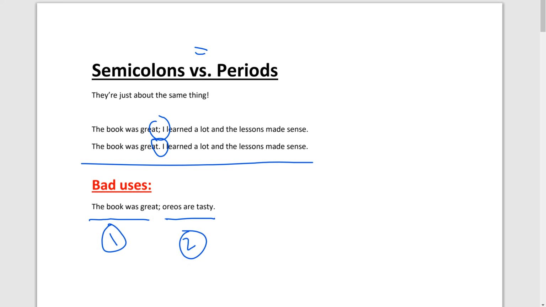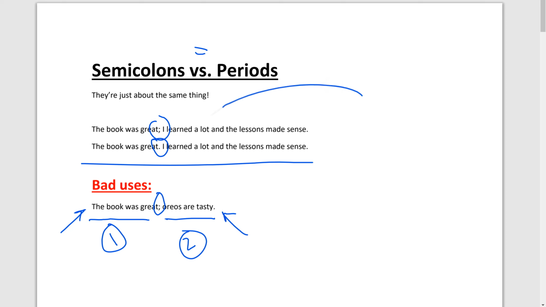Basically, it's an independent sentence, right? This is a standalone sentence by itself. The book was great. Standalone sentence, same thing with Oreos are tasty. But the thing is, you don't want to use a semicolon because these 2 sentences are not related in any way. There's no relationship established between book and Oreos. So this is a bad use of a semicolon. It would be better to put a period.